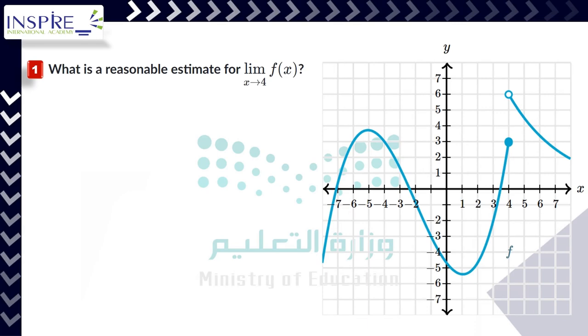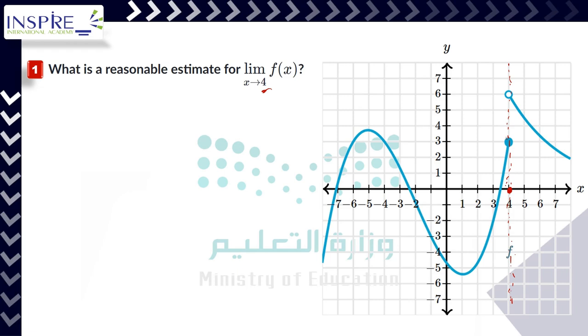Okay, let's start with the first question. What is the reasonable estimate for the limit of f of x as x approaches 4? Here we're asking about x approaching 4. The first step is to locate the number 4 on the x-axis. Here is the number 4. And then I'll advise you to draw a vertical line passing through 4 so that you don't get confused.